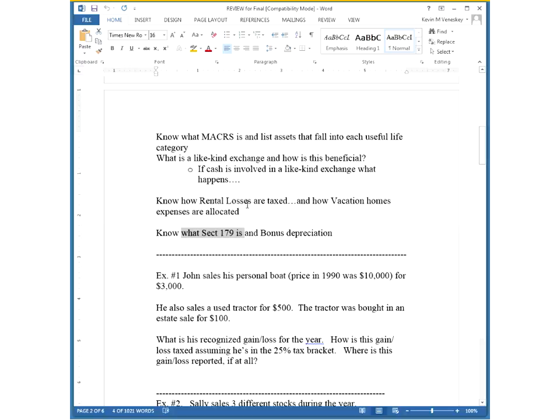And then finally, what we talked about last week with Chapter 8 in the rental losses and vacation homes, knowing when to use the IRS method or when you can also use the tax court method. Remember, the tax court method is only for mortgage and real estate.